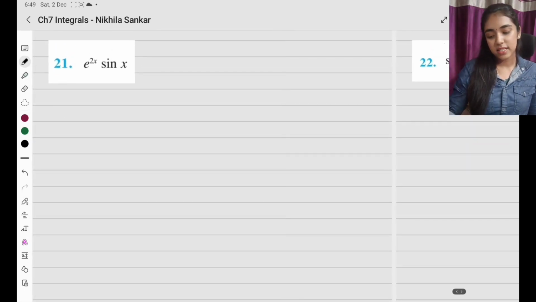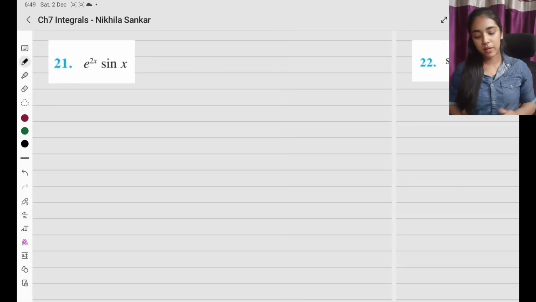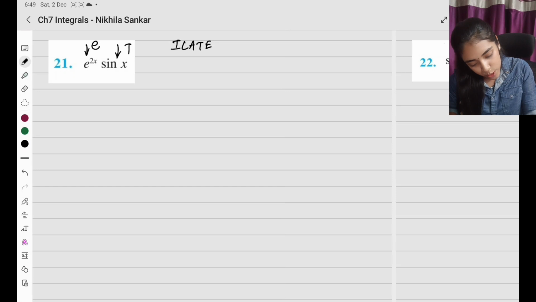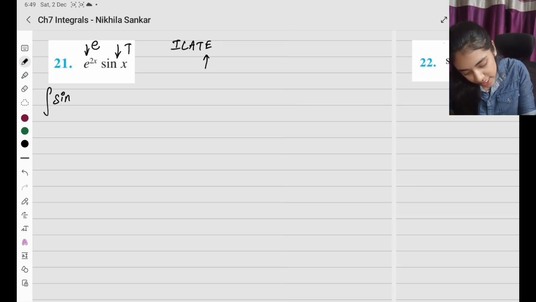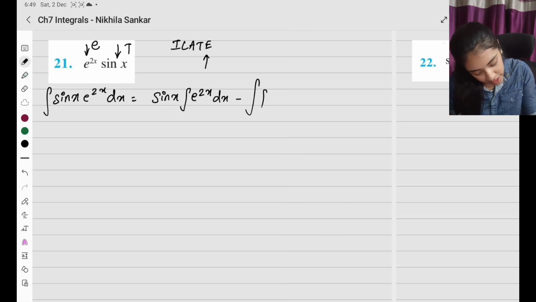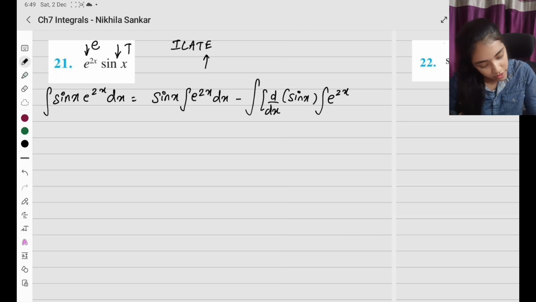Now, question number 21. e to the 2x times sin x. So in that integration by parts direct poda poren. This is my trigonometric function. This is my exponential function. So ILATE la exponential function is given the least preference. So my first function is going to be sin x, so sin x times e to the 2x dx. So integrate panna first function, integral of second function minus bigger integral d by dx of first function, integral of second function times dx.